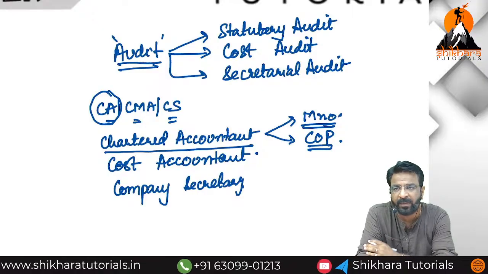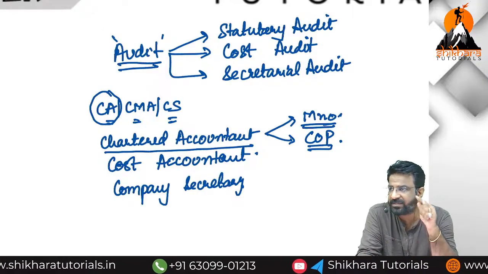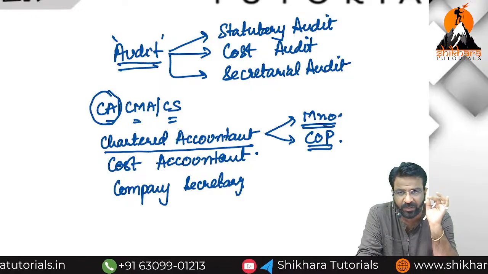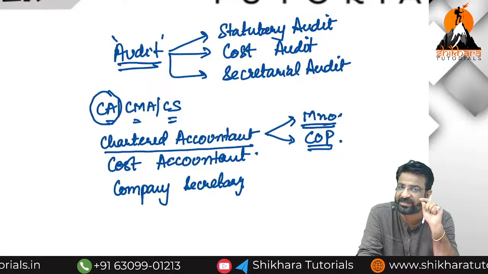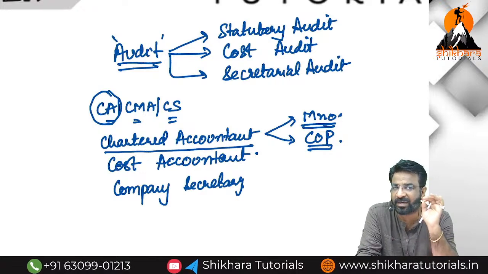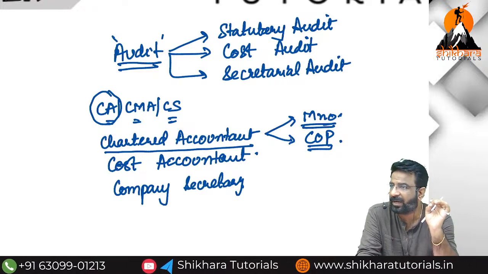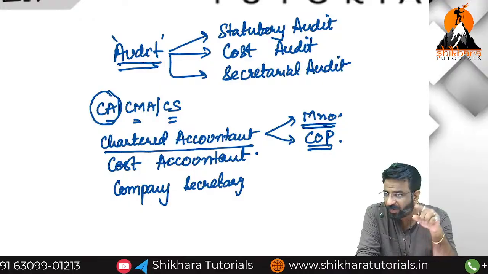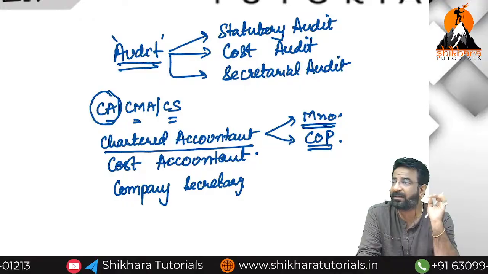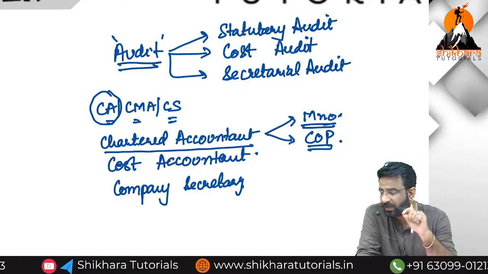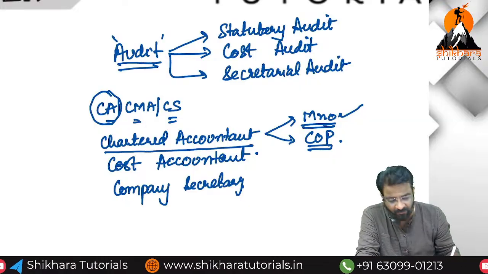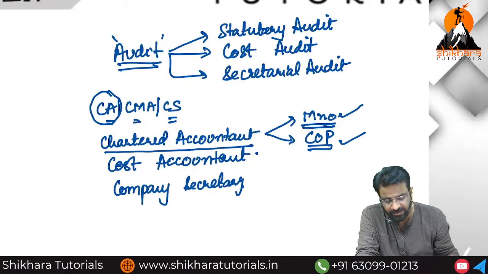Are you getting the point? If you are qualified as a CA, CMA or CS from your institute and you have written your final exams, you are only going to call yourself a CA, CS and CMA. You are not going to call yourself a chartered accountant, cost accountant and company secretary. If you really want to call yourself a chartered accountant, company secretary and a cost accountant, you need to obtain two things from the institute. One is membership number and one is what? Certificate of practice.